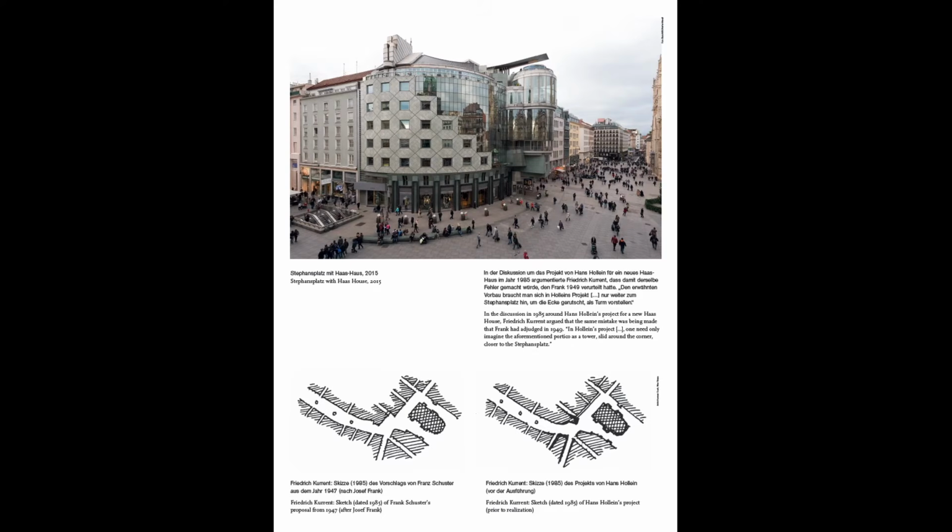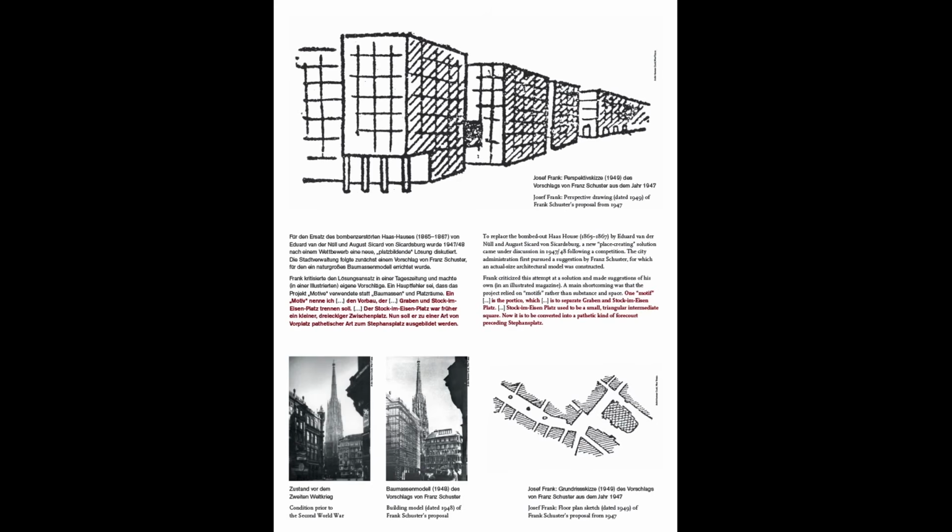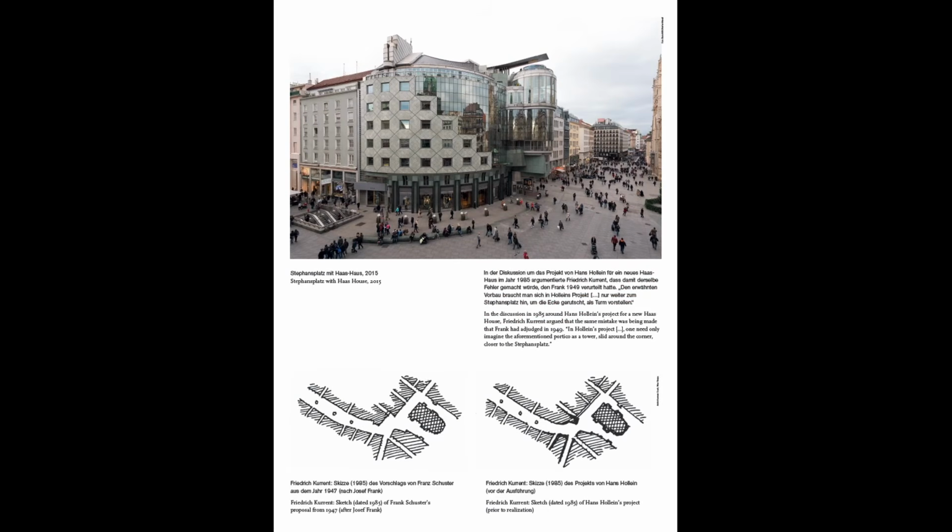Austrian architect. One message of this exhibition, which also included comparisons of Frank's ideas with other ideas, either coinciding with ideas of Joseph Frank or contradicting them. This example was stated because this building by Hans Hollein met a certain aspect criticized by Friedrich Kurrent, who repeated in this drawing a drawing by Joseph Frank and compared it with Hollein.